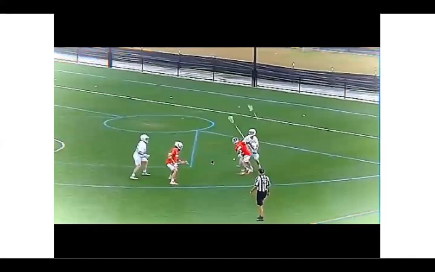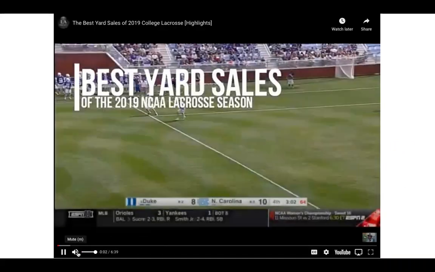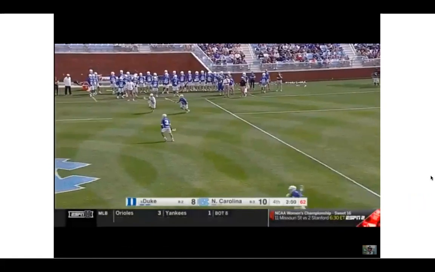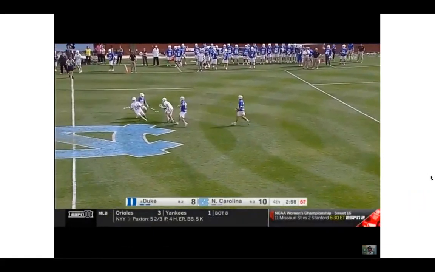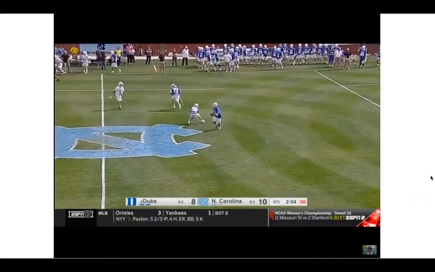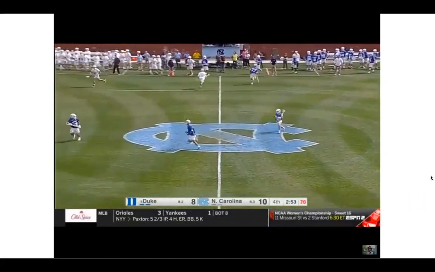Now, one of the biggest things that you will have for withholding is the yard sale, where a person stick checks another player and their stick comes flying out of their hand. If the ball stays within the cross, it is withholding. So blue player is playing white player. Ball stays in the cross. When he does not possess it, that is withholding the ball.